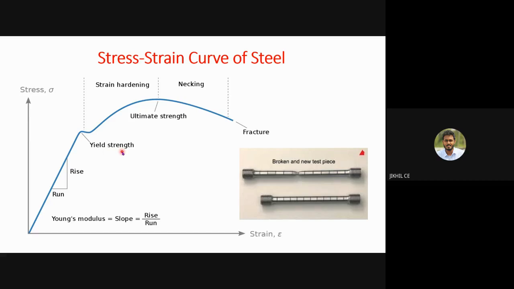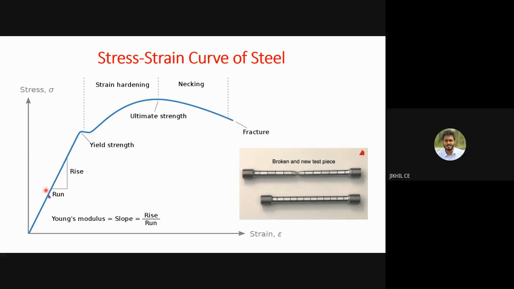If you are applying a stress less than the yield strength, then the material will regain its original dimension. When you are stretching or applying the load beyond the yield strength, the material will elongate non-linearly, and then it will have an increase in strength. It's called strain hardening, and it will reach the ultimate strength, and then it starts necking, and it will end up in the fracture.